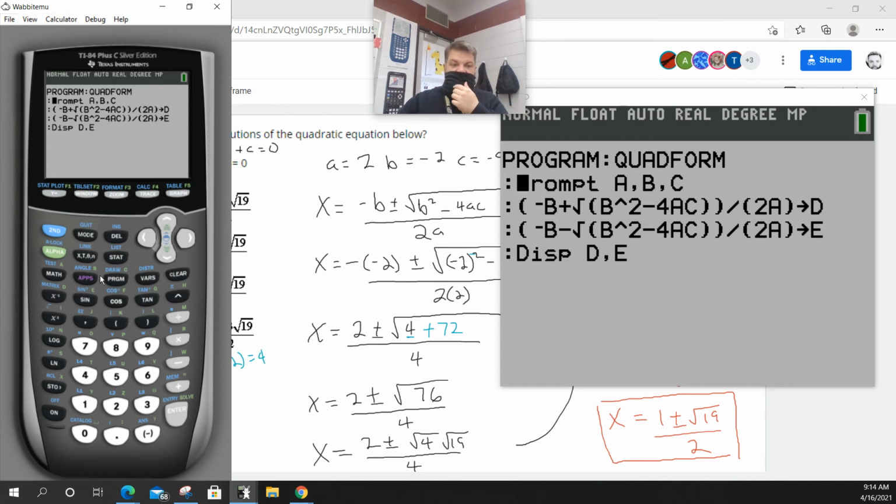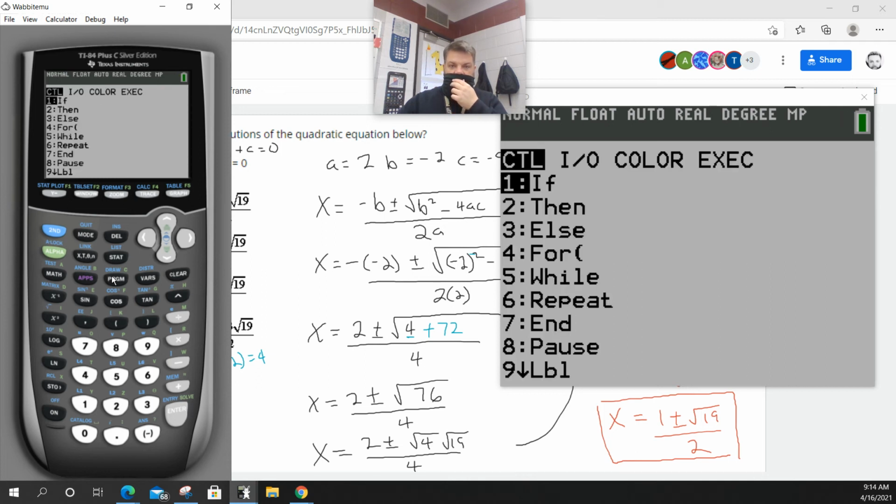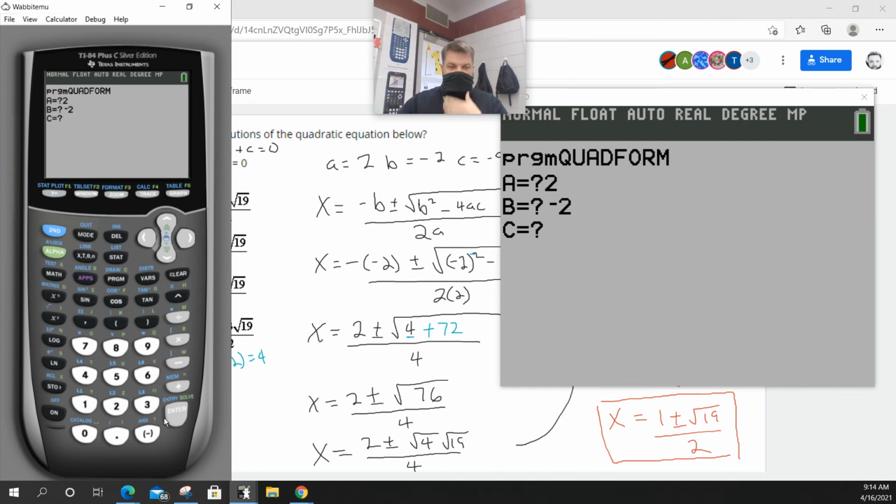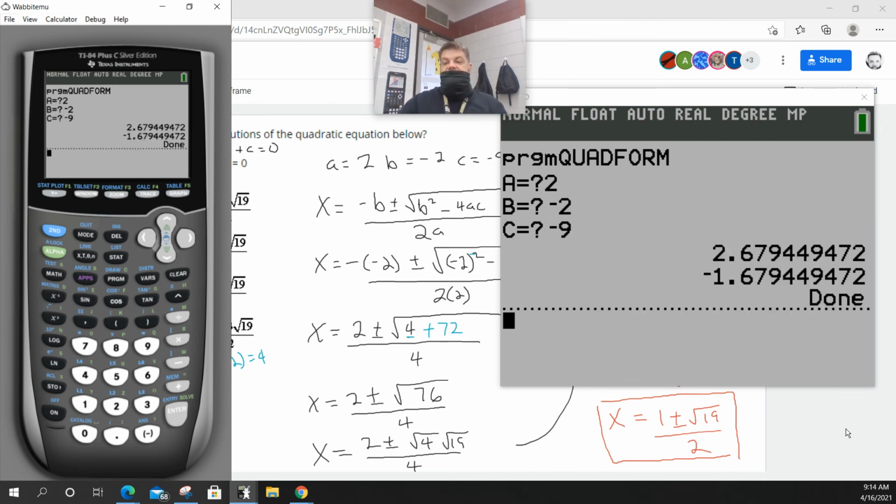So anyways, let me exit out of that and go back. You're going to choose program quad form, then hit enter again, and it'll ask what's A? Well, A was 2. What's B? -2. You got to use the negative sign. If you get an error, it's because you used the minus sign. And then C was -9. And that's the answer I get.